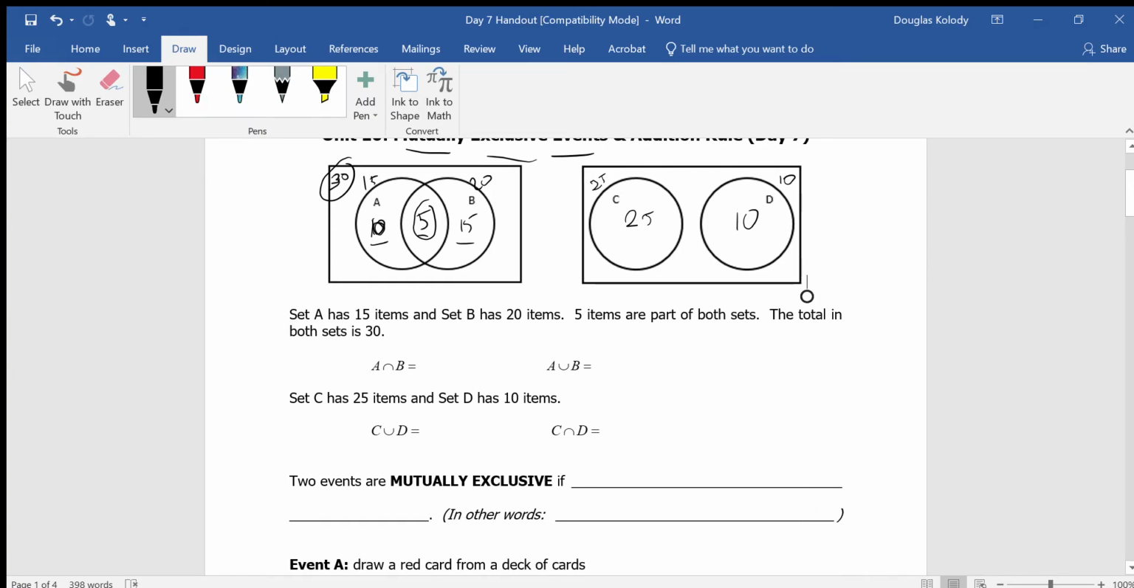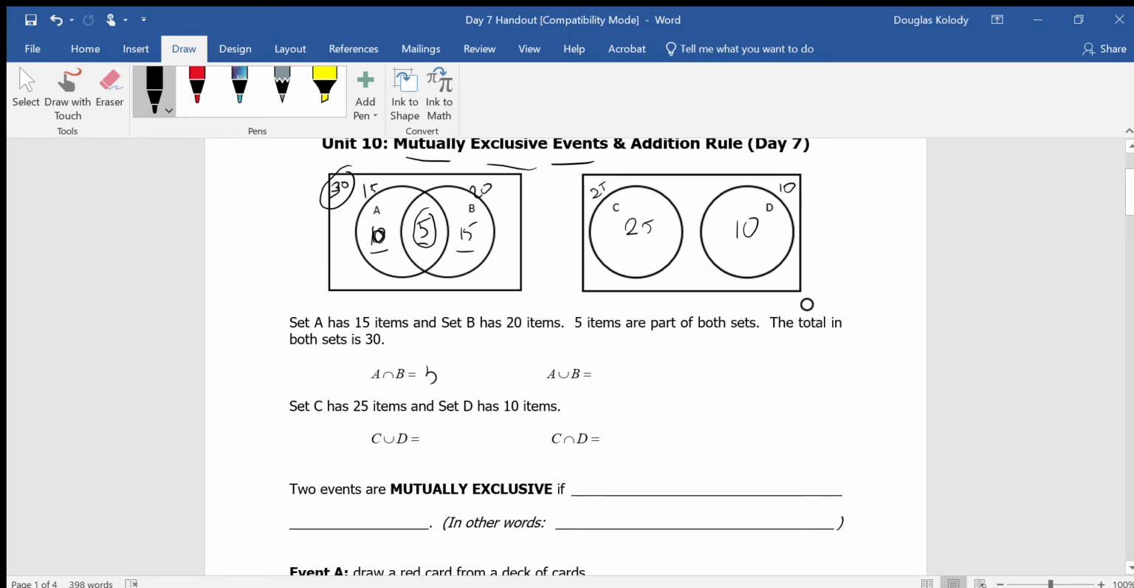All right, so A intersected with B is 5. A unified with B. Remember, union means everything. So A union B is the 10 plus the 5 plus the 15, which is 30. Union means everything. C unified with D happens to be 35. And C intersected with D, well, is there any intersection here? Is there anything that they share in common? The answer is no. So C intersected with D here is just 0.